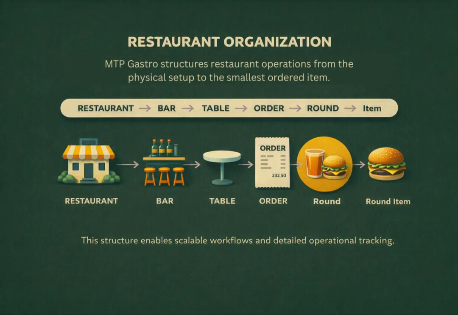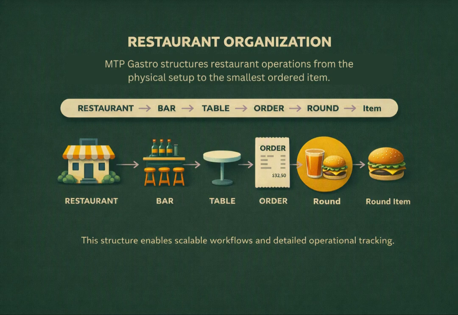Now that we have defined the master data, we can look at how a restaurant is organized. Every restaurant consists of one or more bars. A bar represents an operational unit. It has its own products, prices, staff, and operational workflow. Each restaurant can also be divided into one or more areas. Areas represent the physical organization of the restaurant, such as the indoor area, terrace, garden, VIP section, or beach area. Within each area are the tables. Every table belongs to one area and is assigned to one bar.